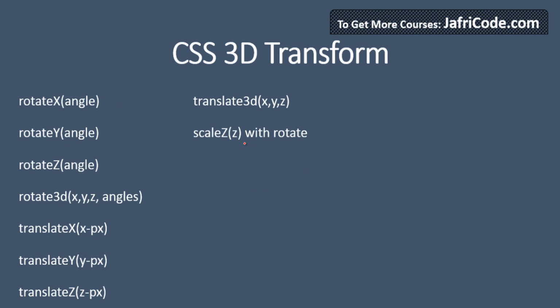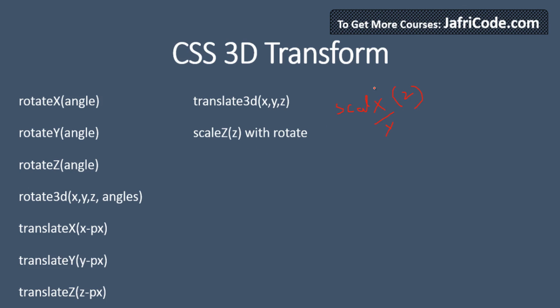If you want to increase size along the z axis, you can use this one. You learned in the 2D transform when you used scaleX, scaleX means its width. When you write 2 here, it means you double its size. Its width will be double. And if you mention y, its height will be double. So the z axis will be double.